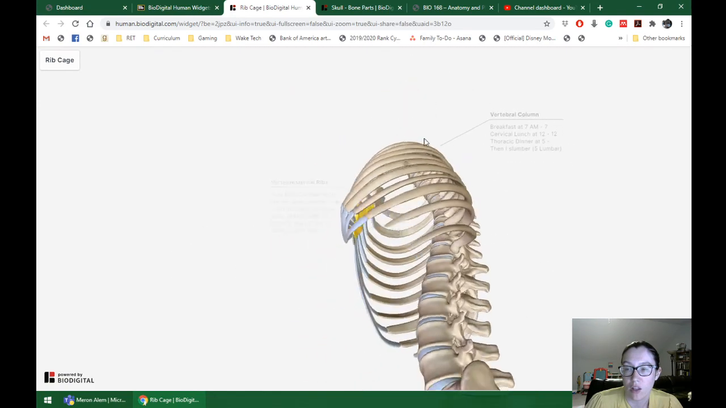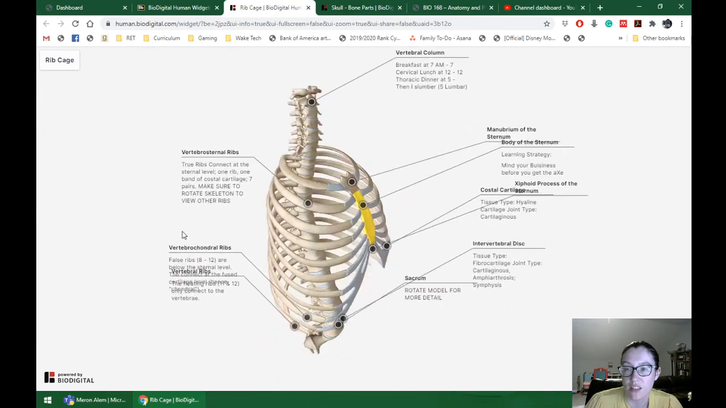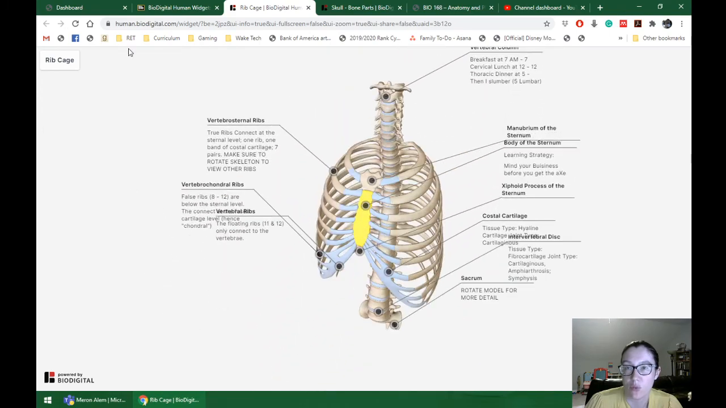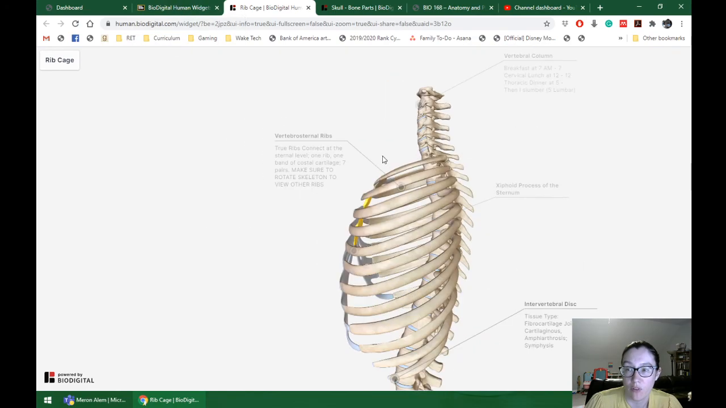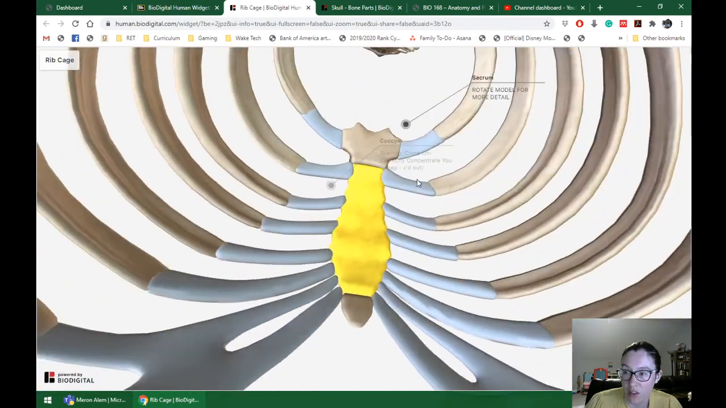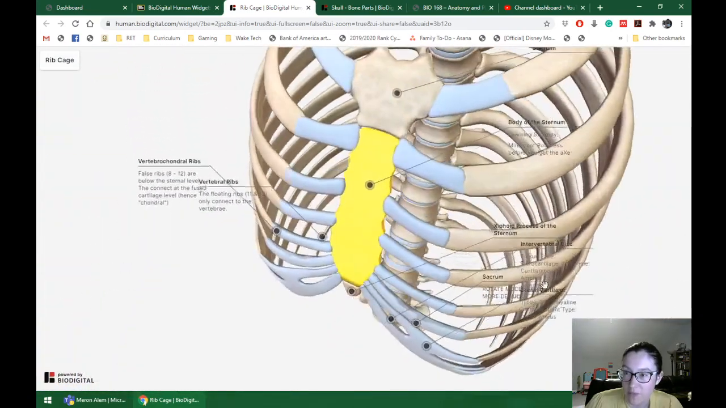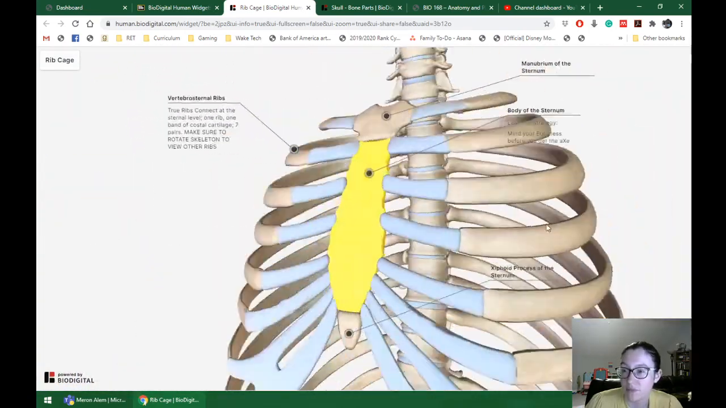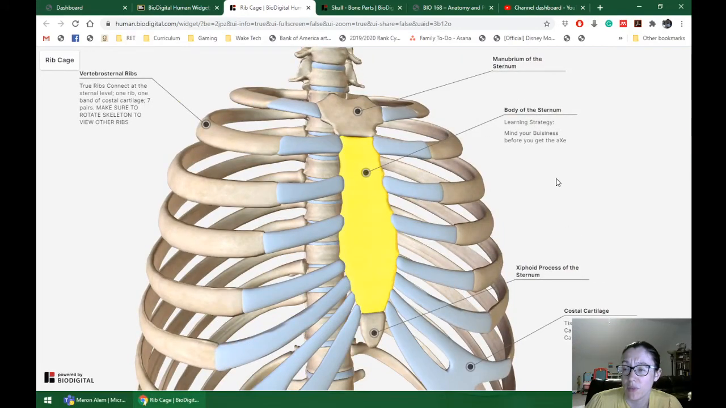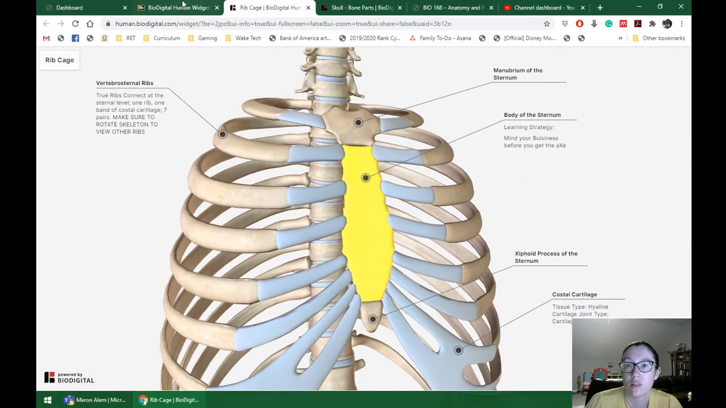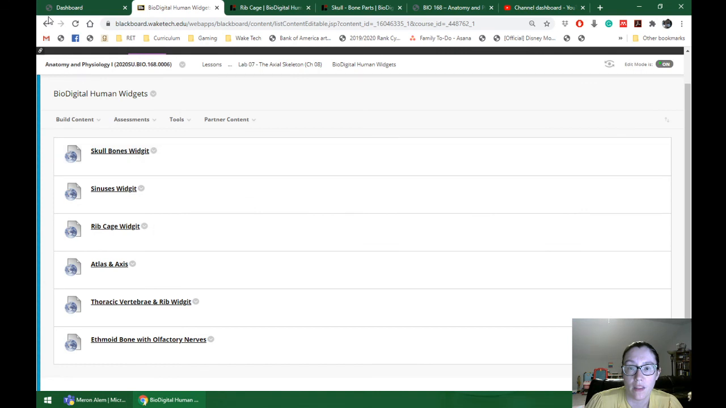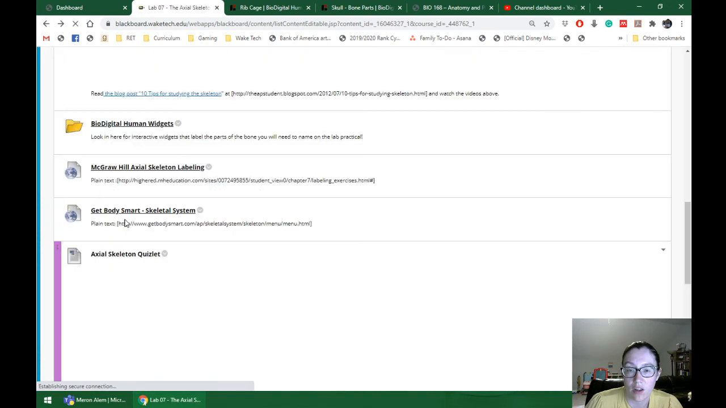So I do like these as a good substitute for having the model. If you can't have the model in front of you, at least you can move these widgets around. So they're pretty cool, and they can be helpful to look at. You can zoom in and look at them from all different angles, from the outside, from the inside, and so on. And the nice thing, they're also labeled, so you've got those. Let's see. You've got a couple others in there.